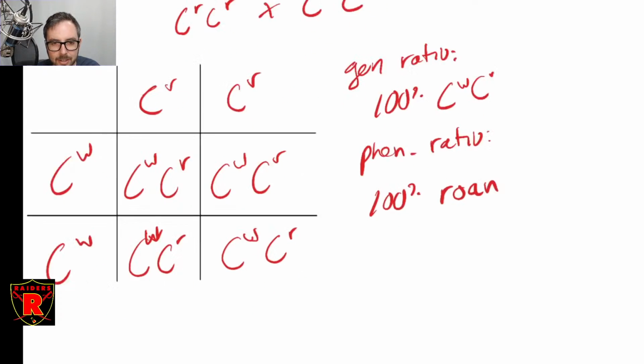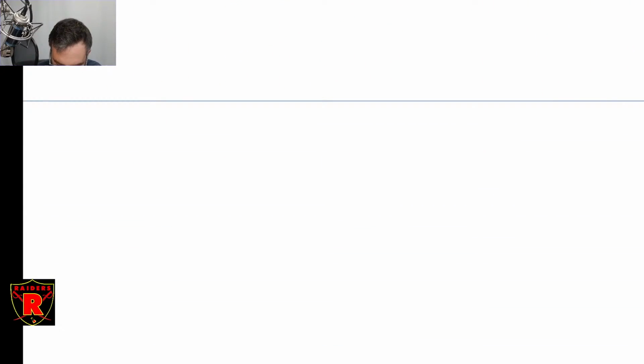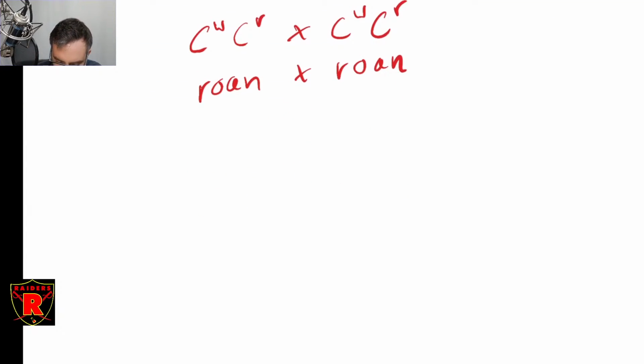We can also take these offspring and we can breed them, okay? So I'm going to do an F1 cross here, which is taking the offspring of the initial cross, so CWCR, and we're going to breed them with each other. So CWCR and CWCR, which is roan, right? Roan times roan. And what we get then, make our Punnett square.